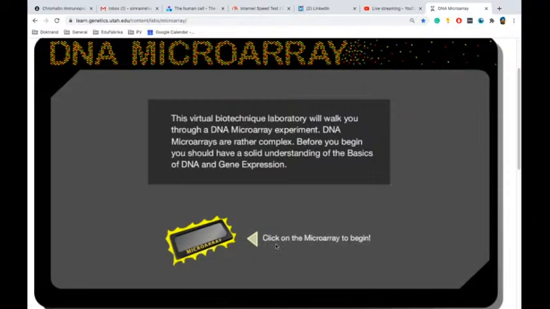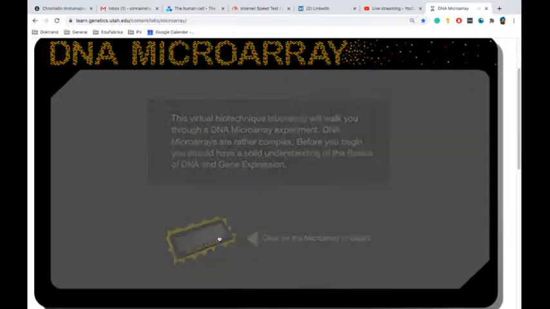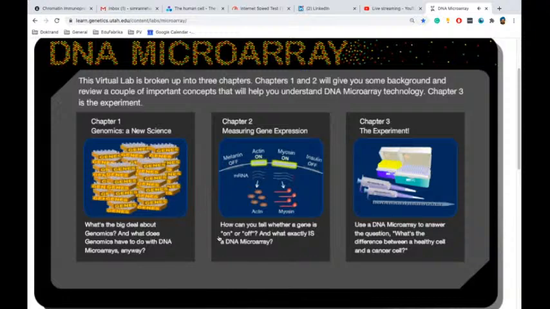So this is a virtual biotechnique laboratory. We will talk through DNA microarray experiments. They are rather complex. Before you begin, let's have a solid understanding of the basics of DNA and gene expression. The virtual lab is broken into 3 chapters. Chapters 1 and 2 will give you some background, reviewing a couple of important concepts that help to understand DNA microarray technology, and in chapter 3 we will do the experiments.